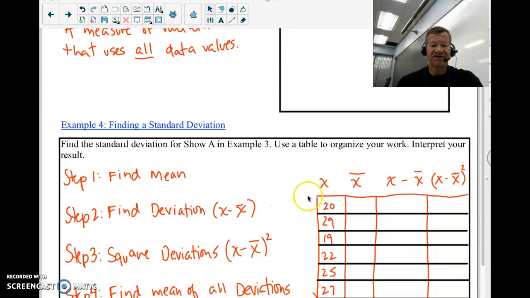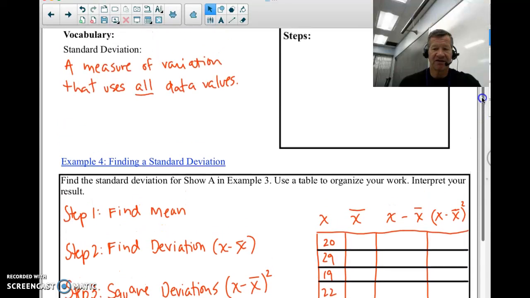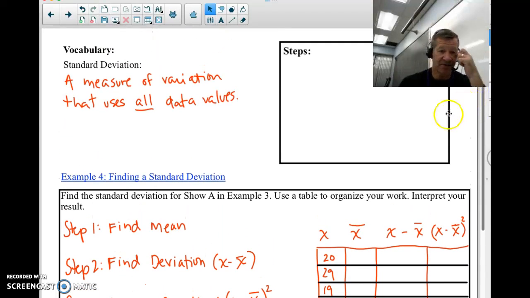Example 4 of section 7.1. I've set this up ahead of time just to speed things along because this is a little bit longer example. So first thing I want to do is define standard deviation, and then I want to show you an example of how we can find it by hand.